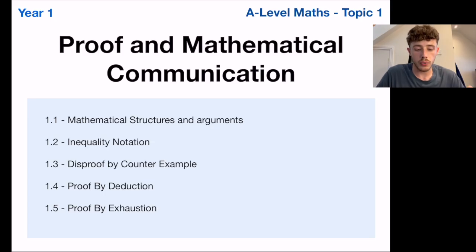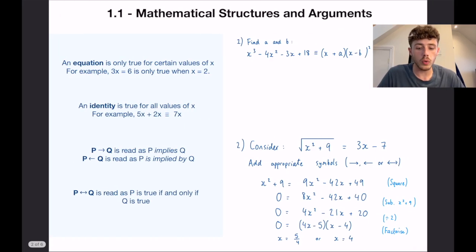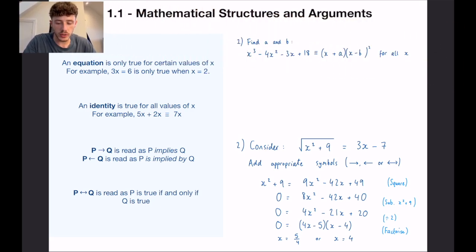Topic number one is proof and mathematical communication. Here are the 5 subtopics we're going to be covering within this episode, so let's get started with topic 1.1, mathematical structures and arguments. Now we've got some key points on the left hand side.